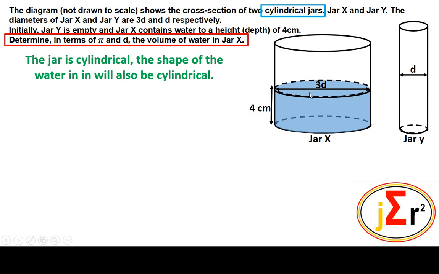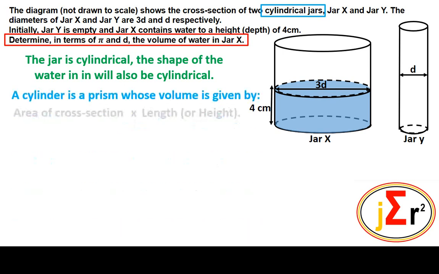The water in the cylindrical jar, of course we know from science from an early age that water will take the shape of its container, and that is what we have right there. So the shape of the water in the container is also cylindrical. A cylinder is a prism whose volume is given by area of cross-section multiplied by length or height.